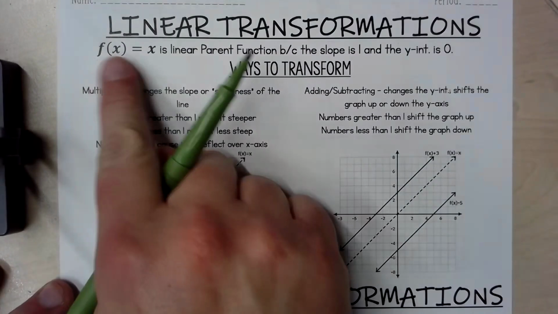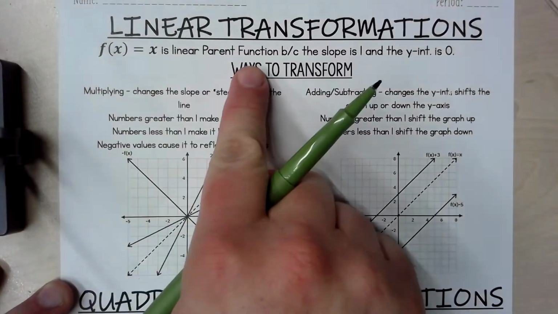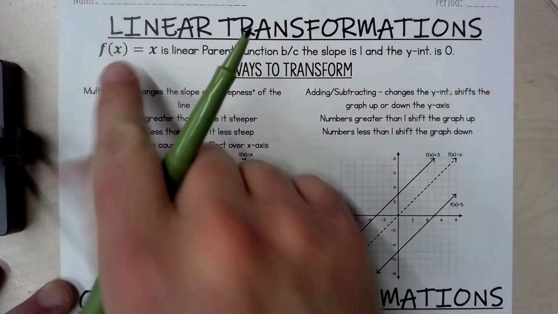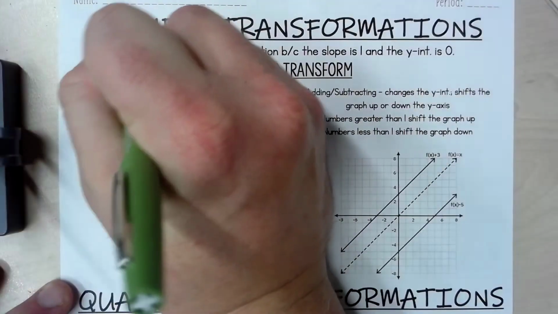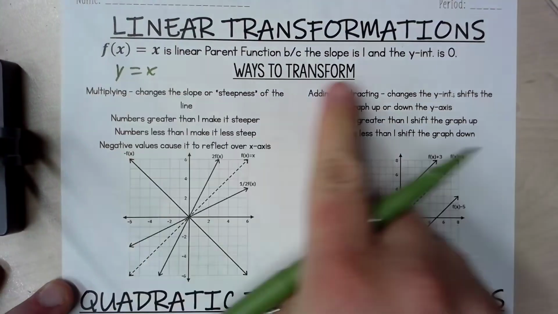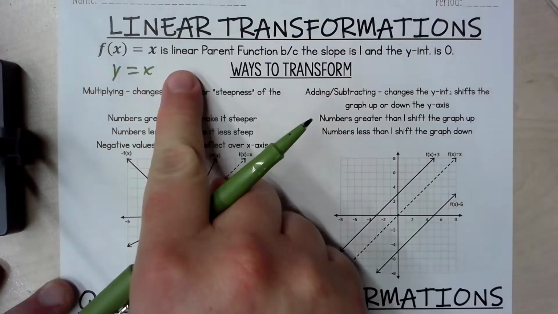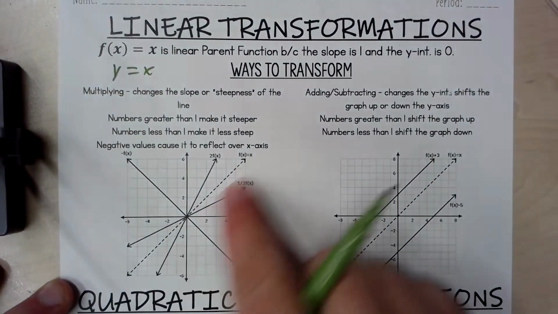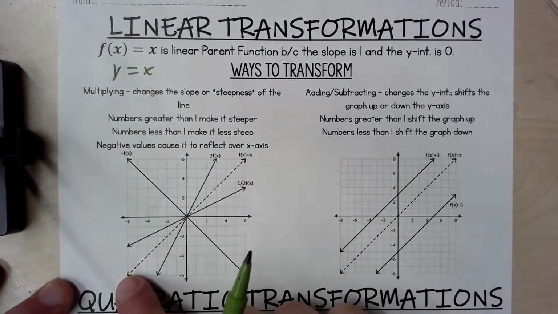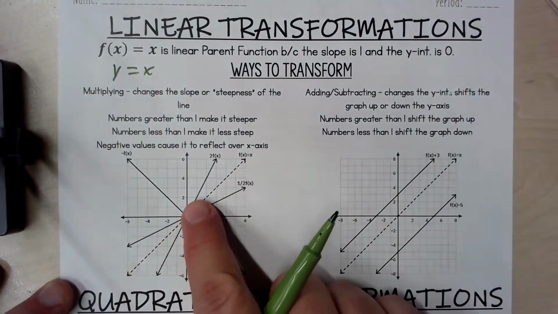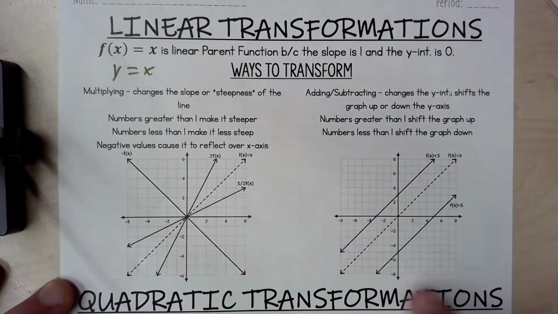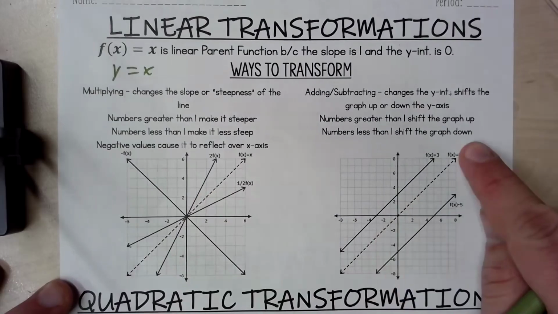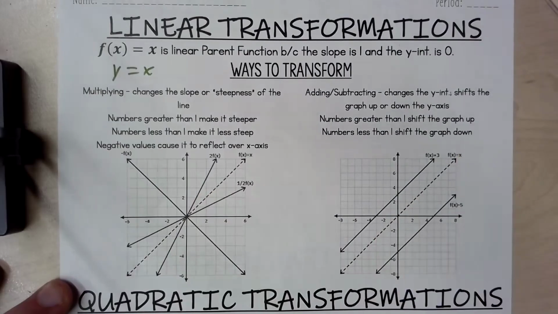Well, our f of x is our linear parent function because the slope is 1 and the y-intercept is 0, right? This is like saying y equals x. Well, there's one x, so the slope is 1. There's no number out here, so our y-intercept is 0. And this is our dashed line on both of these graphs. It's a straight line right through the middle, slopes up 1 over 1. So our most basic line is just y equals x.